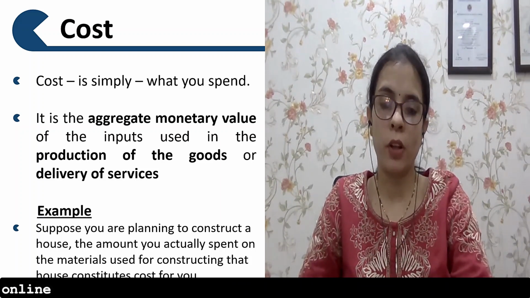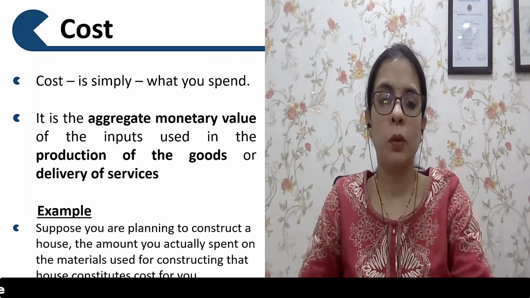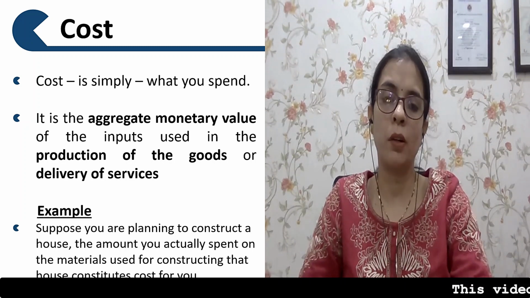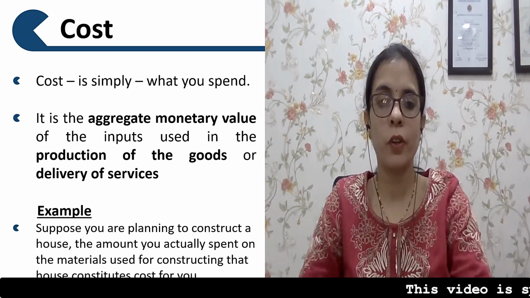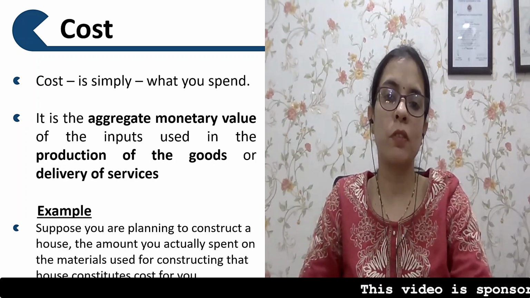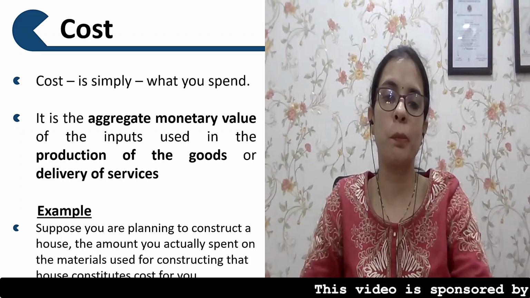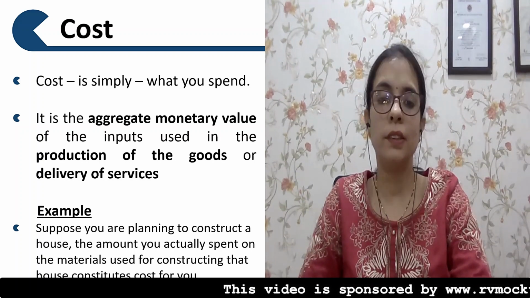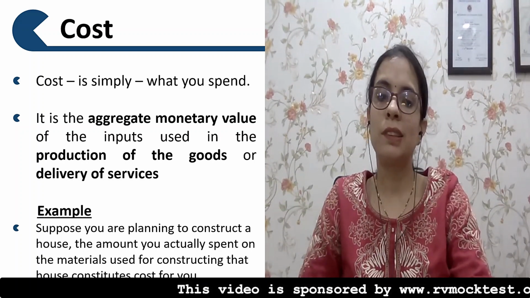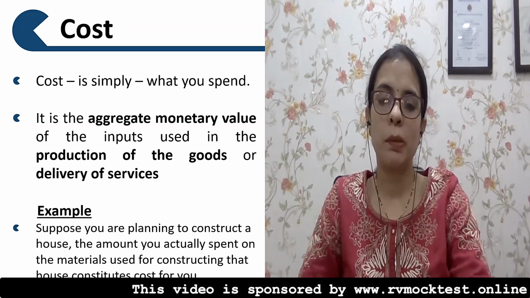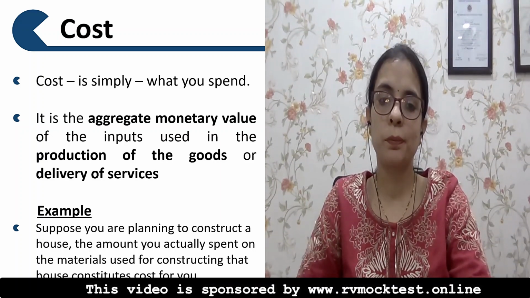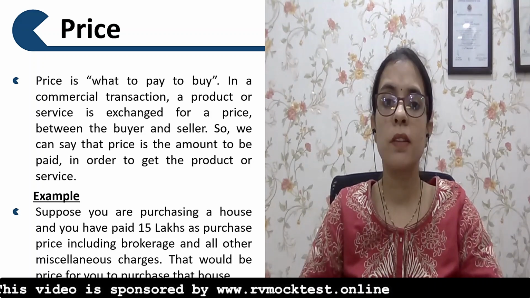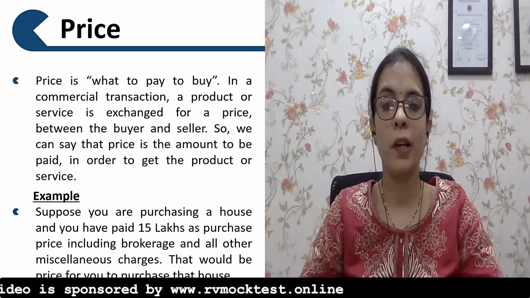So if you are into production of goods, whatever cost you have incurred for the inputs being used in that particular product will constitute cost for you. Suppose you are planning to construct a house, the amount you actually spent on the material used for constructing that particular house constitutes cost for you. So this is quite a simple concept and easily understandable also. Now let's talk about price. In simple words, price is what you are paying to the seller to buy a property.